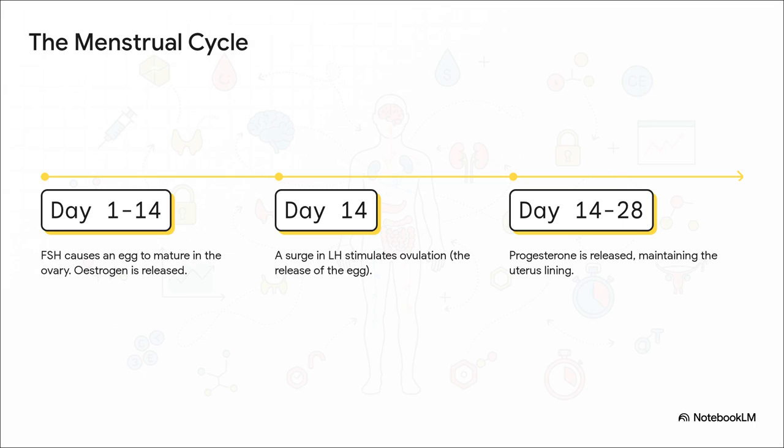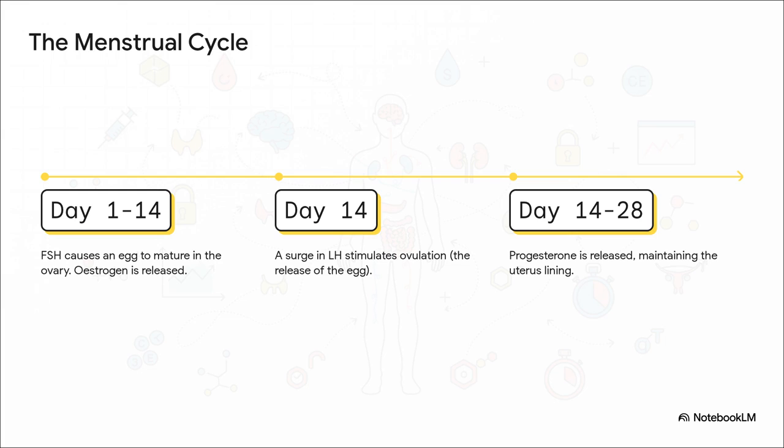Let's break this down. It all starts around day 1, when the pituitary gland releases FSH. The name gives it away, right? Follicle-stimulating hormone. It causes an egg to mature inside a follicle in the ovary. As that follicle grows, it starts producing hormone number 2, estrogen.